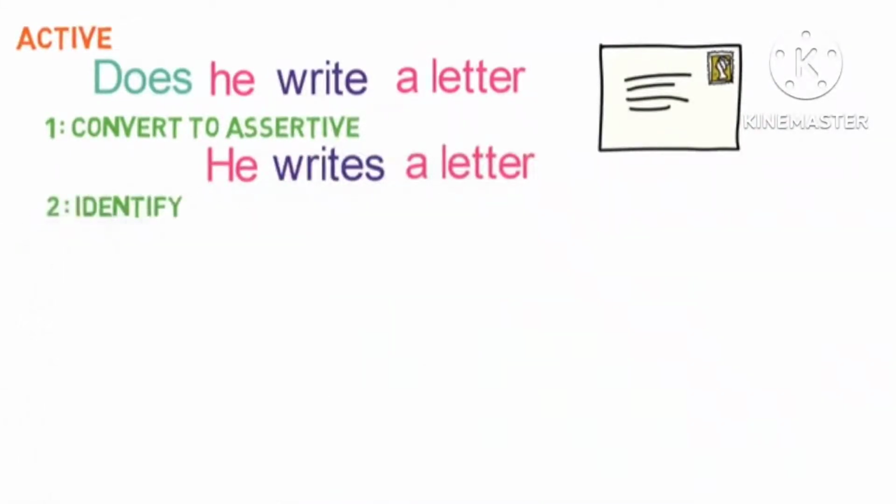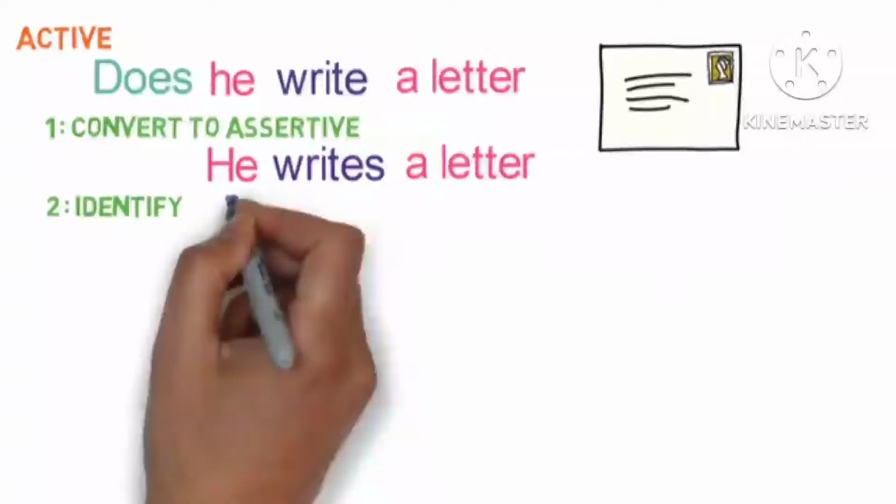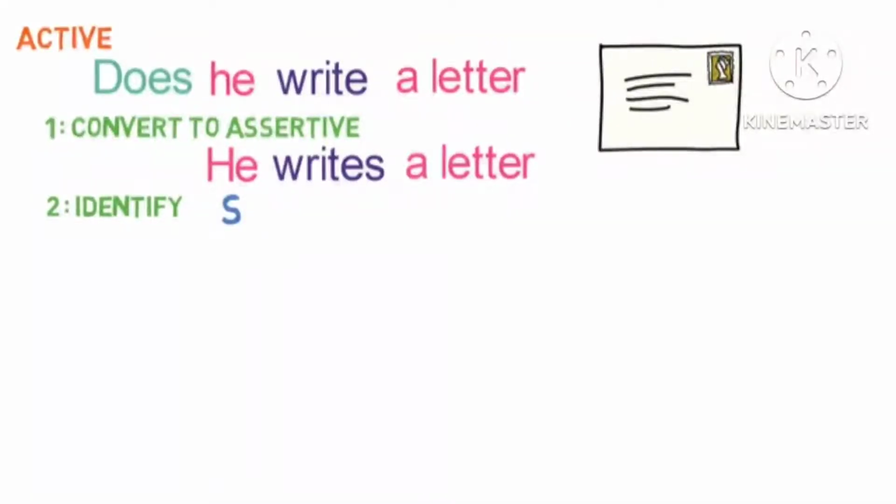Step 2 is to identify subject, object and main verb in the sentence. Here, who is doing the action? It's he. So, it's the subject. What is the action performed? It's write. So, it's a verb. And on what the action is performed? It's the letter. So, it's an object. Now that we have identified the subject, object and verb, let's move to the next step.